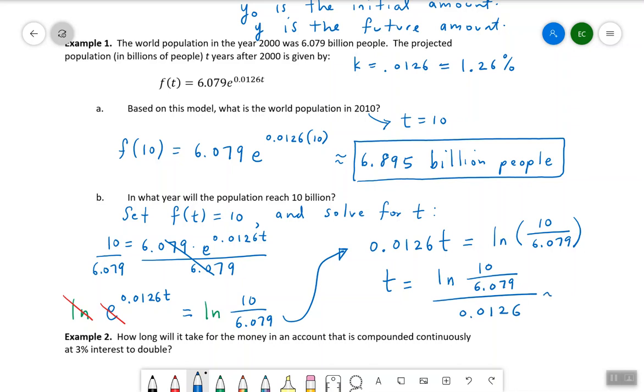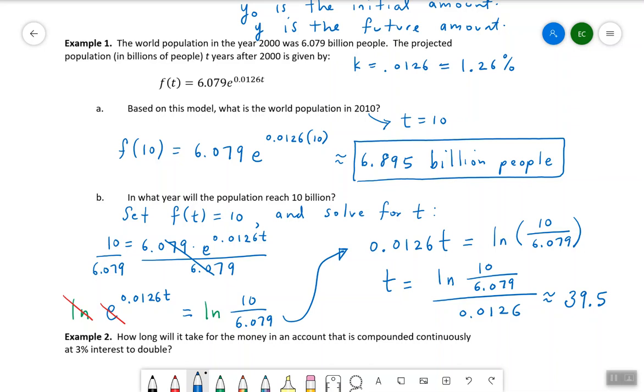And so then we just want to put that into the calculator, and let's see. Probably I don't think I need to show you that. Maybe I should, or maybe I'll show you that on the next problem. Anyway, if you put that in the calculator, you should come out with 39.5. Now that's not the answer. Remember, the question says, in what year will the population reach 10 billion? So that would be 39.5 years after the year 2000.